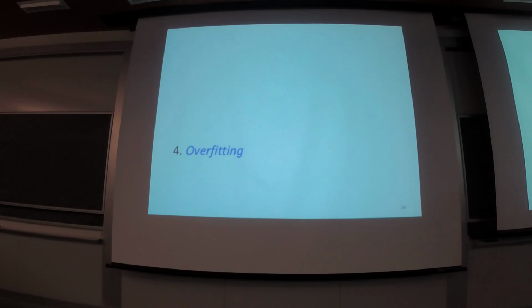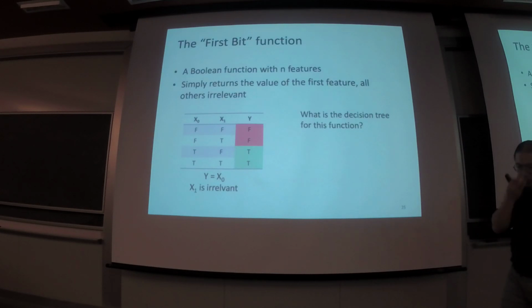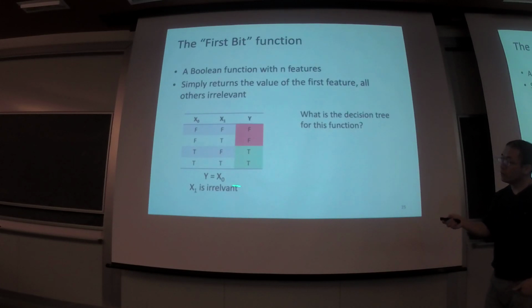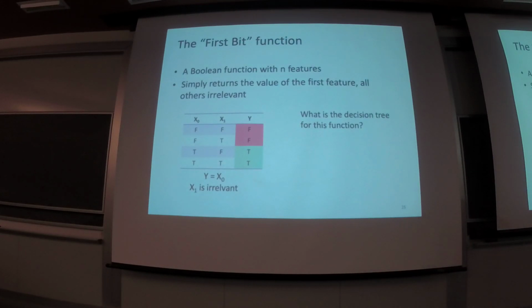Actually, everyone should design their machine learning algorithm to avoid overfitting as much as possible, and you will know why. To illustrate overfitting, let us assume our target function is a kind of first-bit function. The first-bit function is a type of Boolean function over some features. A Boolean function means that the feature values are Boolean, either true or false, and the output of the function is also Boolean, either true or false. This is one example of the first-bit function with 2 features. The first-bit function simply returns the value of the first feature. All the other features are irrelevant. So from this example, the function value y is simply equal to the feature value x0. It does not need to consider other feature values.